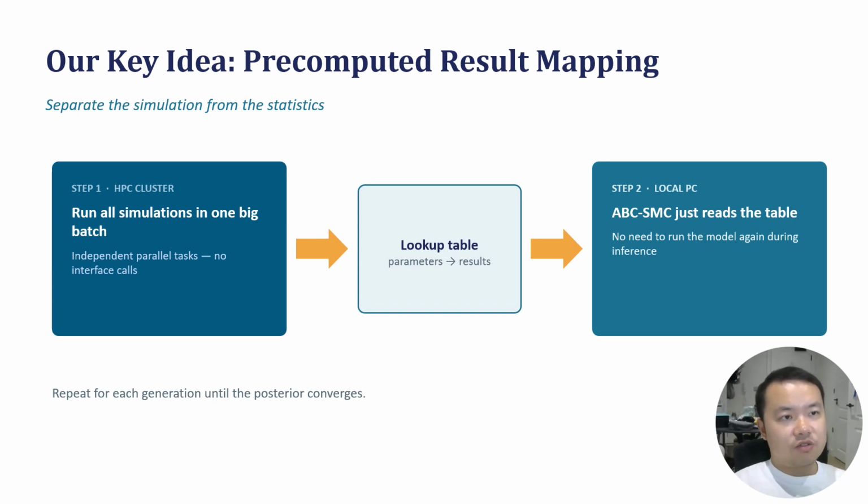Here is our key idea. We call it pre-computed result maps. Instead of calling the model during the statistical inference, we separate the work into two stages. Stage 1, we run all the simulations we need for one generation as a big batch of independent tasks on the HPC cluster. Then the results are saved in a lookup table. Stage 2, we run the ABC-SMC algorithm on a local computer. We just simply read the table. It never touches NetLogo. So we repeat this for each generation until the result converges. This removes the interface bottleneck.